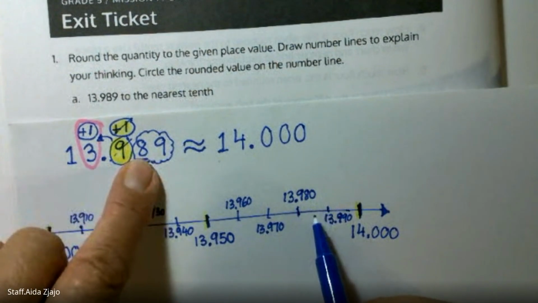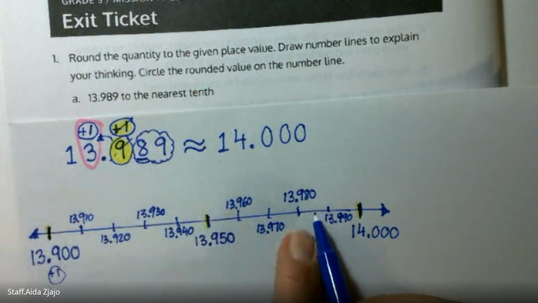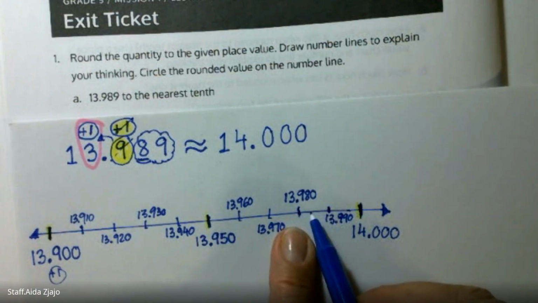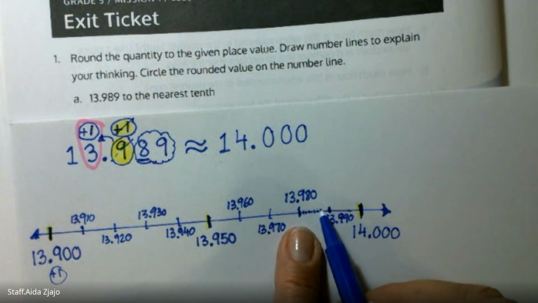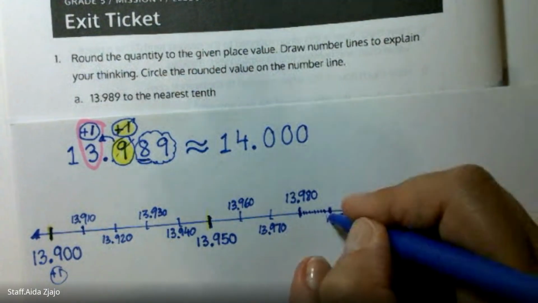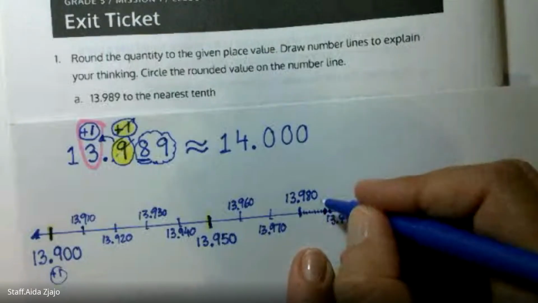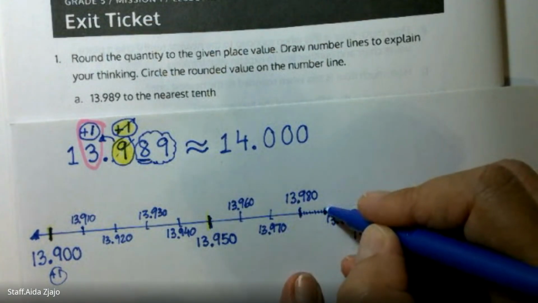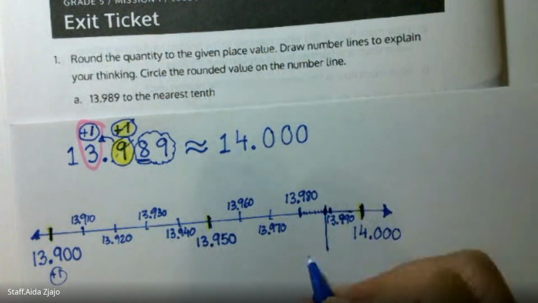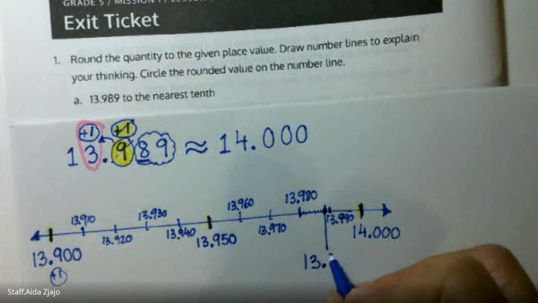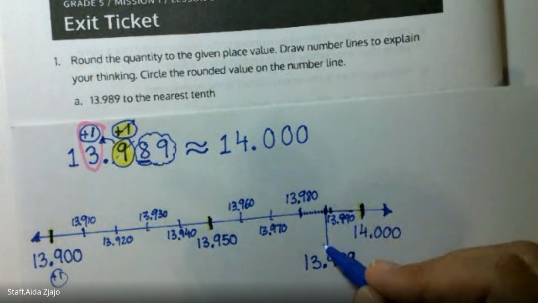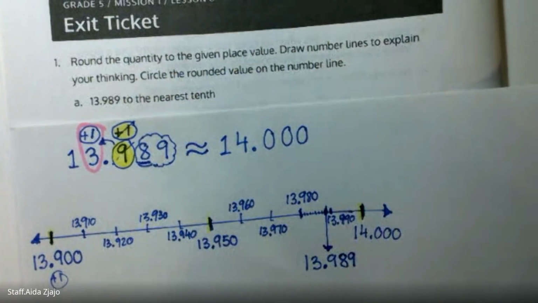So if I look, here is 13 and 980, but I have 13 and 989. So in between this spot and this, you can also have 1, 2, 3, 4. 1, 2, 3, 4. So this number is about right here. 13 and 989 is on this spot right here.